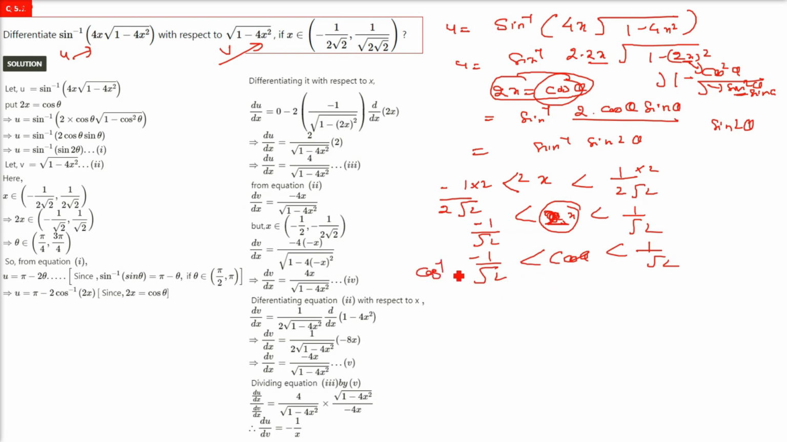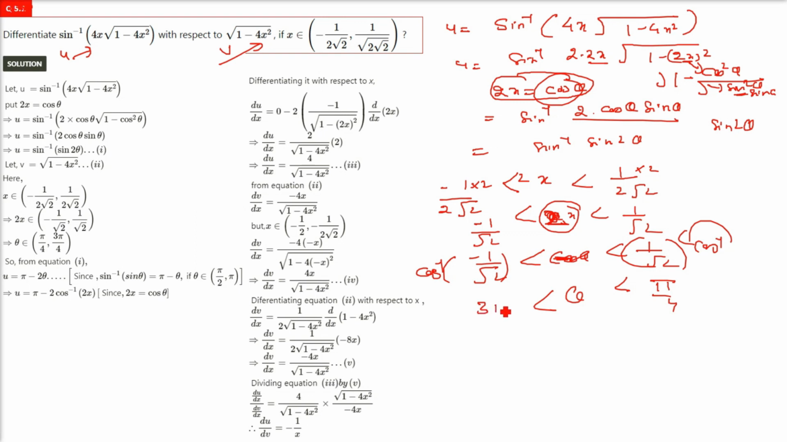When you take the cos inverse, what do you get? Cos inverse of cos theta, that is theta. And cos inverse of minus 1 by root 2 and cos inverse of 1 by root 2. You already know that. If you have done trigonometry properly, you know what it means.